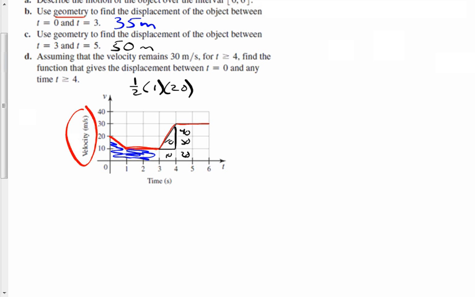Okay? Last question then. D, assuming that the velocity remains 30 meters per second, what does that do to the graph? It makes that velocity curve go horizontal forever. Find the function that gives the displacement between t equals 0 and any time greater than 4. Okay.